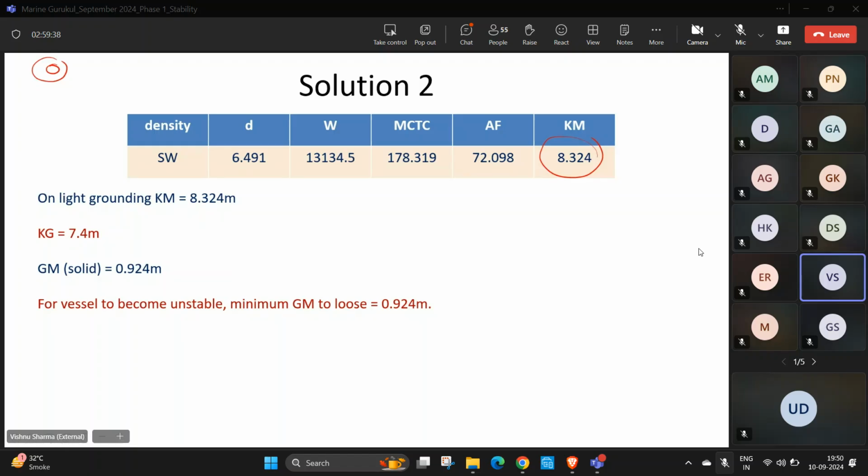Does everybody understand that if I use KM for W, for the vessel to become unstable, she has to lose this 0.924 meters of GM? Yes or no? Correct, guys? Yes, sir. Can you please find the value of P for the vessel to lose 0.924?